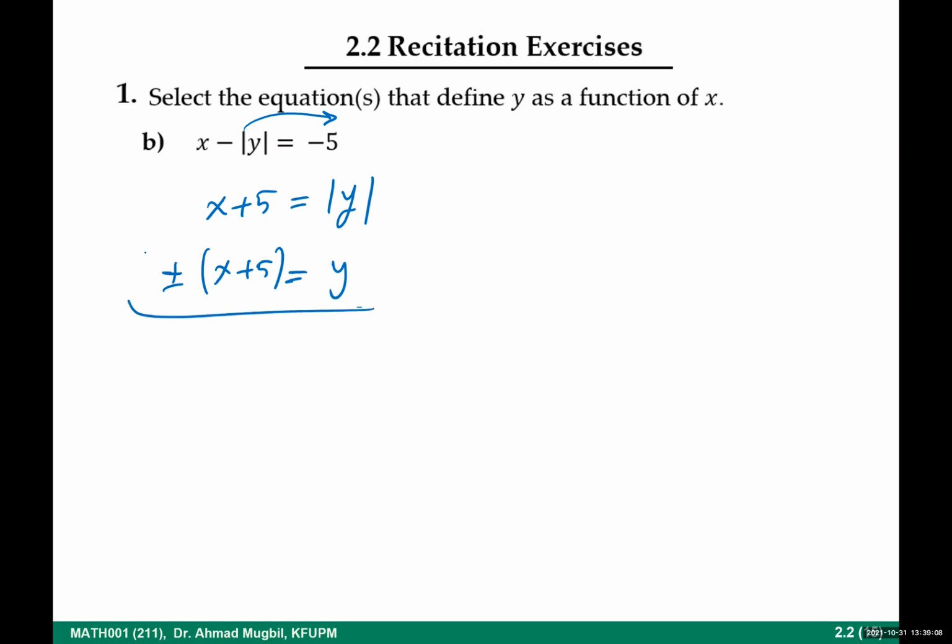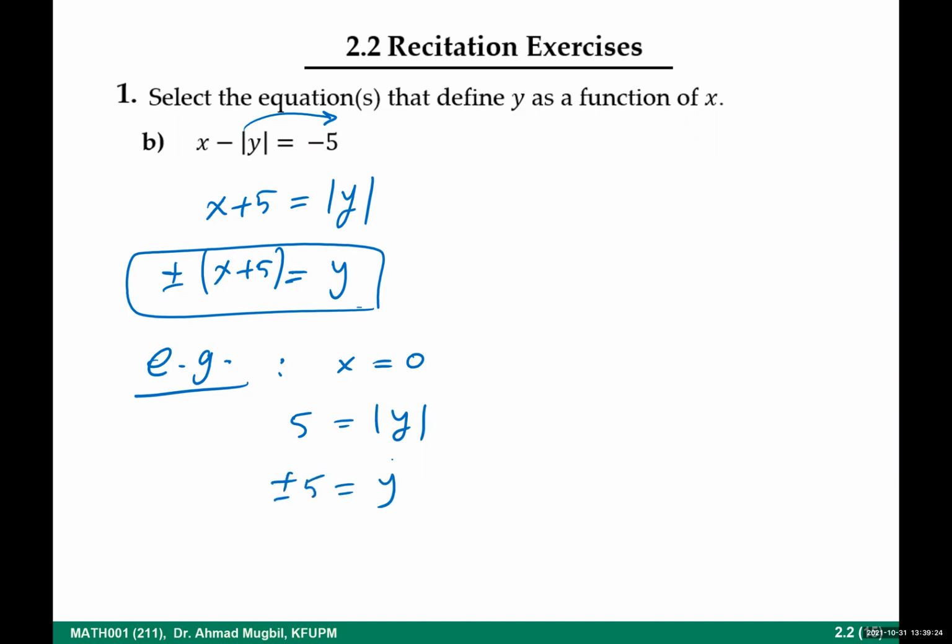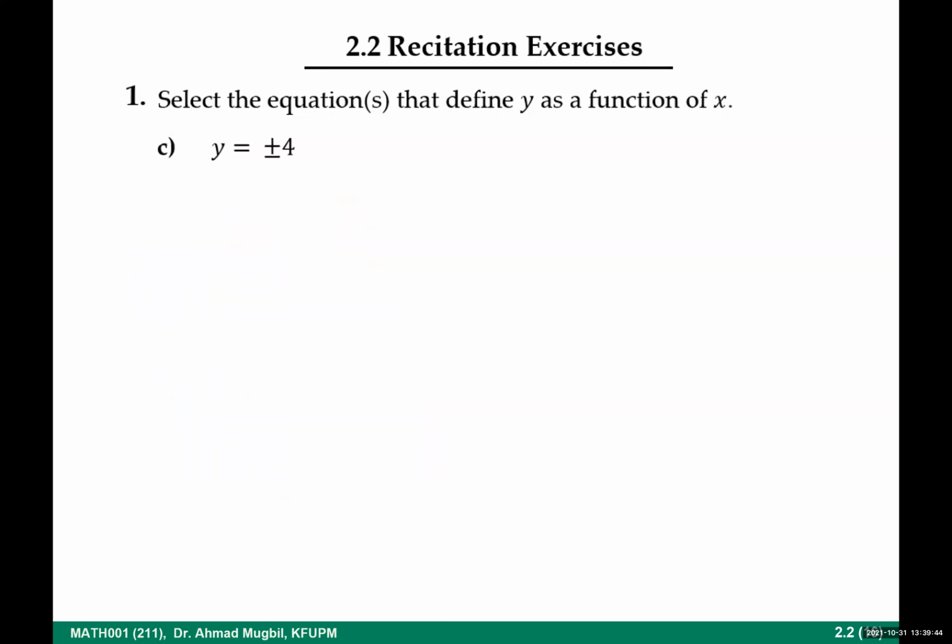Now, you do not need to do this, by the way. You can start by thinking about a number. For example, take x equals 0. What you will get? 5 equals the absolute value of y, which means that y is positive or negative 5. So we need to disprove. To disprove, it is enough to have, of course, one value that does not satisfy. Yes, this is if you want to disprove, a counterexample. But if you want to prove, you need to prove for all. Y equals positive or negative 4?